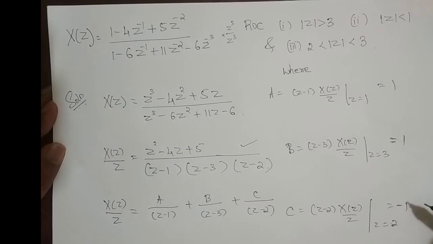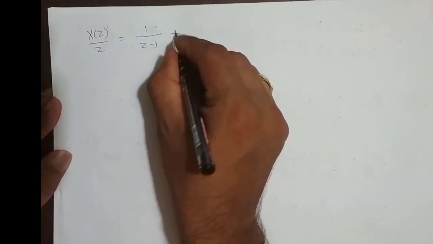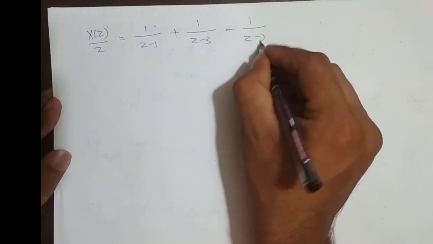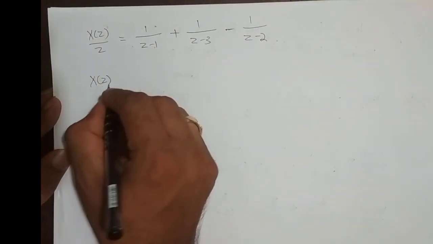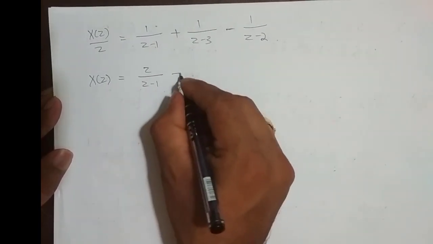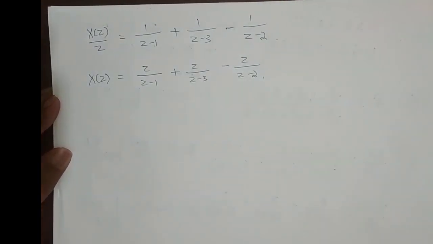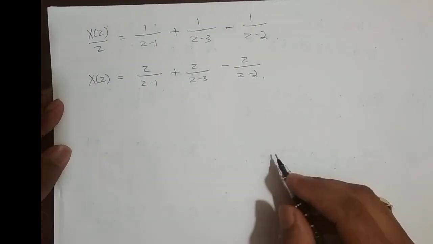So what is the next step? I need to plug these A, B, C values into this formula. X of z by z is equal to A, which is 1, divided by z minus 1, plus B, which is 1, divided by z minus 3, C is minus 1, so minus 1 divided by z minus 2, right? Now take this z to the other side. What do I get? X of z as z divided by z minus 1 plus z divided by z minus 3 minus z divided by z minus 2. Now this is my basic formula. Now I need to find the inverse Z transform corresponding to the three cases we have.